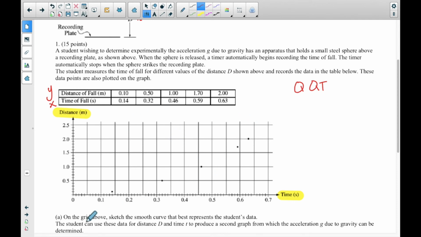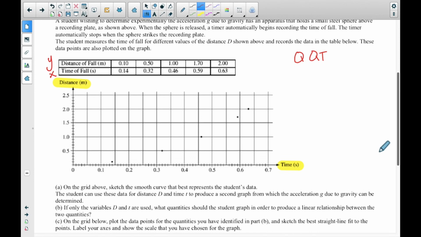Okay, the first part of the problem is really easy, I think. It says, on the grid above, sketch the smooth curve that best represents the student data. Let me show you what you should not do. This is not going to be a straight line. That does not fit. Okay, it's not going to be a straight line. Don't draw a straight line. It even says the smooth curve. So let's make our smooth curve, remembering that usually in science things go back to 0, 0. And so I'm going to draw this smooth curve connecting these points. Not a jig-jag line, just a smooth curve.